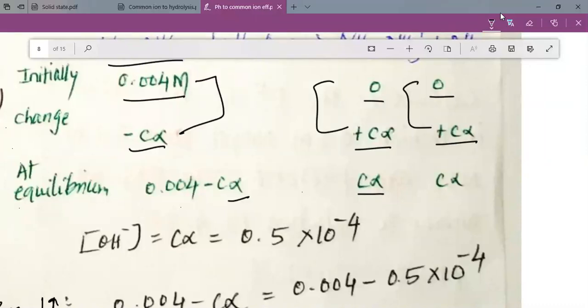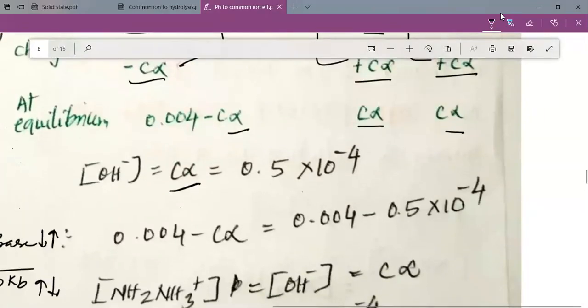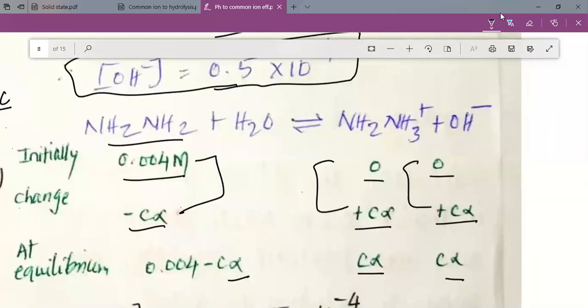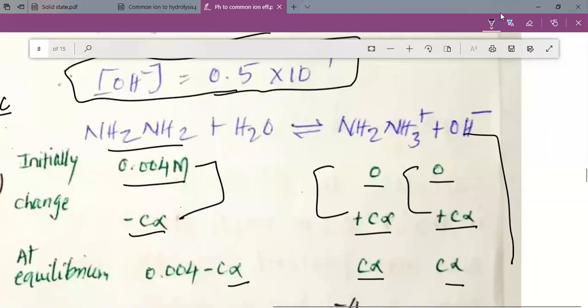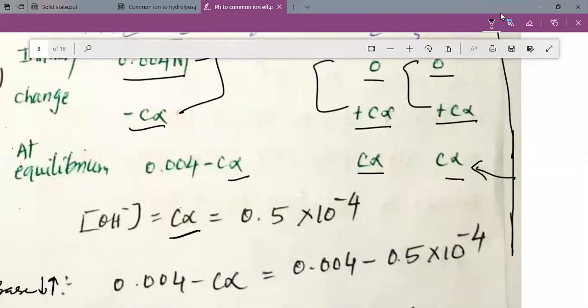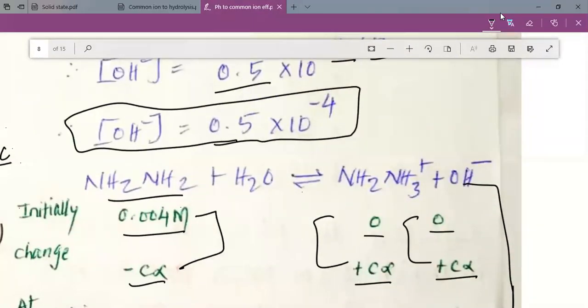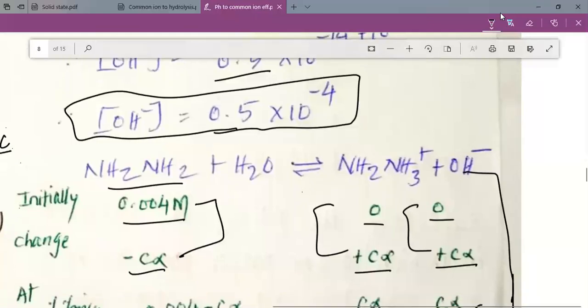Now, my dear students, we have the OH minus concentration, which is equal to C alpha. We are already aware that the concentration of OH minus here is nothing but C alpha. So the concentration of OH minus is C alpha, and we have seen that the concentration of OH minus is 0.5 into 10 to the power minus 4. You can see here the concentration of OH minus is equal to 0.5 into 10 to the power minus 4.